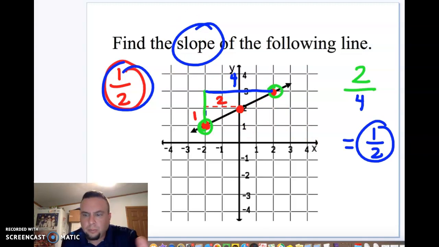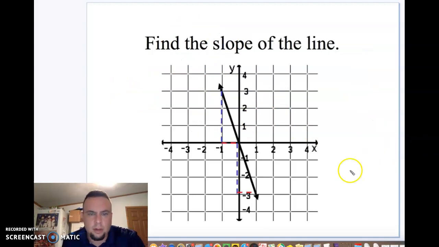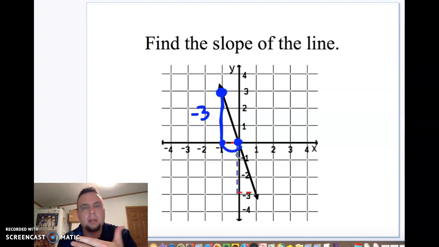All right, now let's go to the next one here. Find the slope of this line. So from here, once again, pick good points. 1, 2. So if we started here, we would go down 1, 2, 3. Yeah, just got to check. Okay, down 3. So that's a negative 3 because we went down from this point right here. And then we'd have to go to the right 1. Going to the right is always positive, so that's a positive 1.